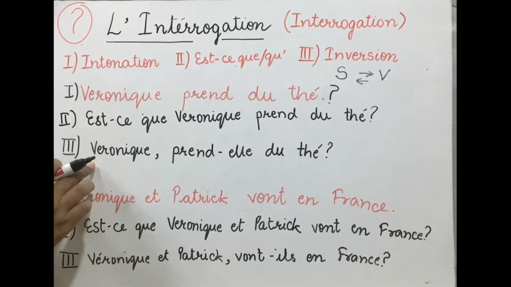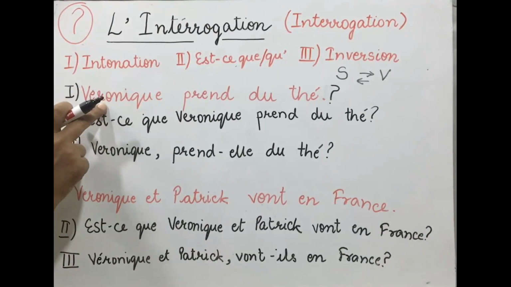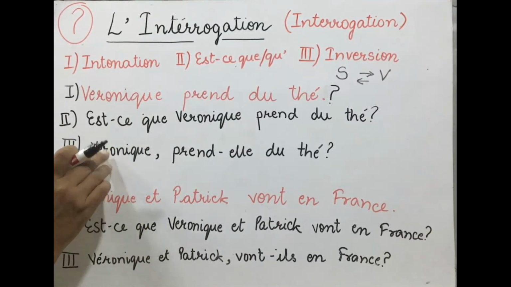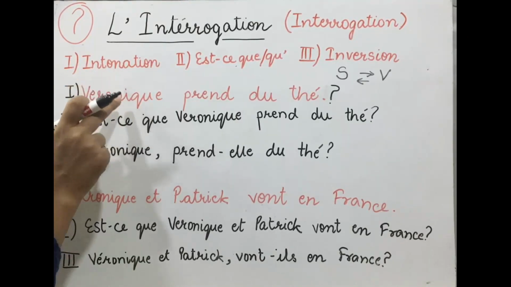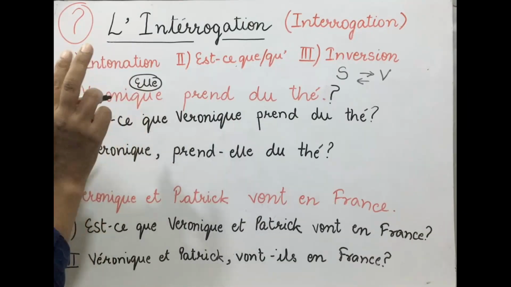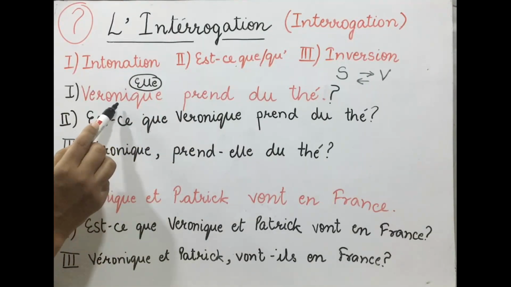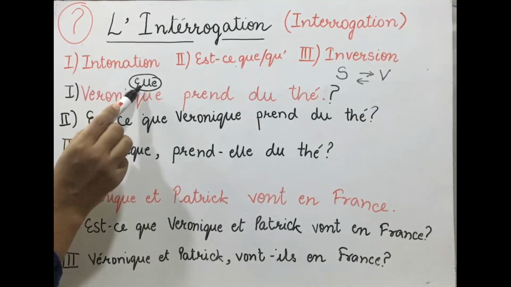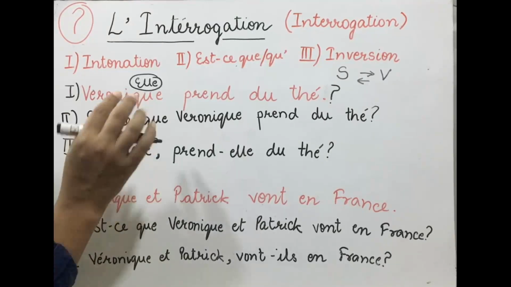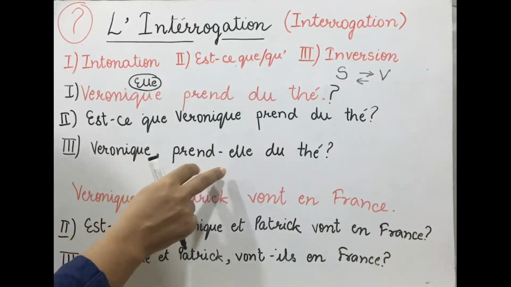Now we come to the third form of making interrogation. If your subject is a proper noun, how do you make interrogation? You have to separate this proper noun and see what pronoun it can be replaced with. This Véronique, let's say this is a female, so we can replace it with elle. The inversion will be between this pronoun and the verb, not with the proper noun. So with a proper noun we don't do the inversion; we do the inversion with the pronoun only. So we write Véronique and put a virgule, a comma here, and then we do the inversion between prend and elle. So it becomes Véronique, prend-elle du thé?